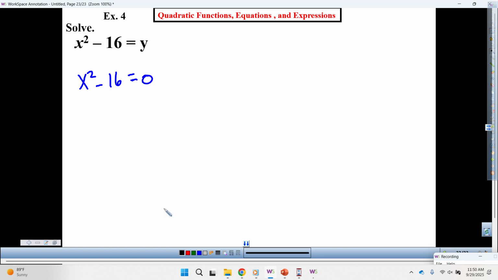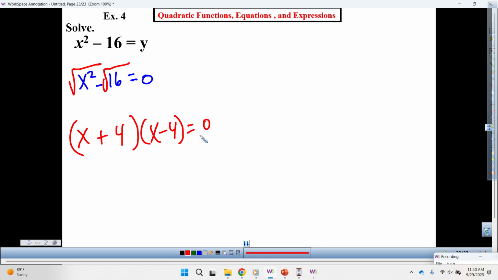Now check this out. This looks weird because it's called a difference of squares. How do you know, Mr. Q? Well, let's see. Can we take the square root of that? Yes. Can we take the square root of this? Yes. So therefore, my factors are x plus 4, x minus 4, all that equal to 0, and then you know what to do from there.